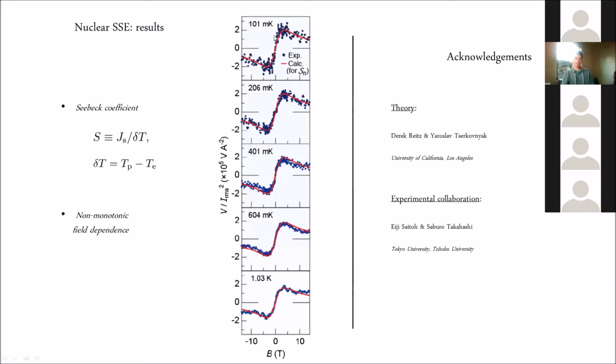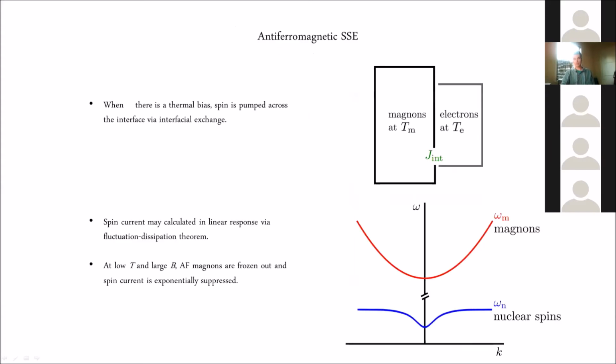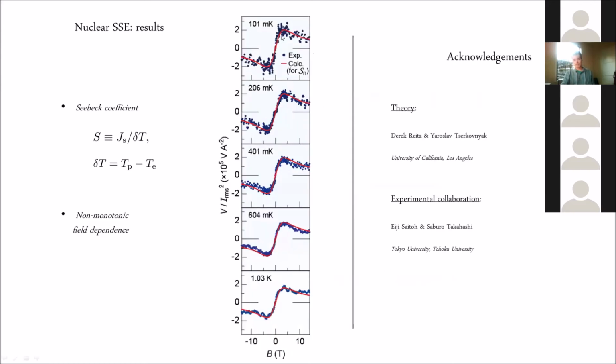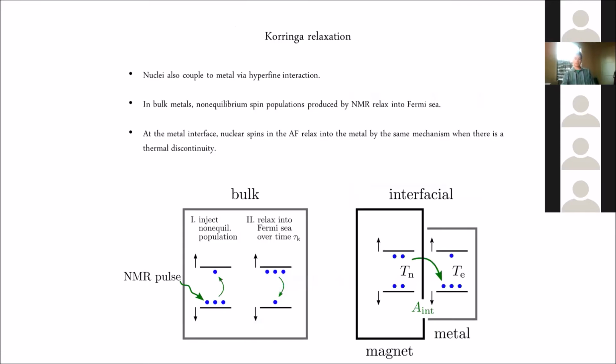We would expect the electronic magnetic piece to be strongly decreasing with field, and the standard hybridization, like the nuclear hybridization piece here, would also be decreasing with field and wouldn't be able to reproduce this non-monotonic dependence. Okay, so to explain the non-monotonicity, we instead looked at direct spin pumping by the nuclear spins.